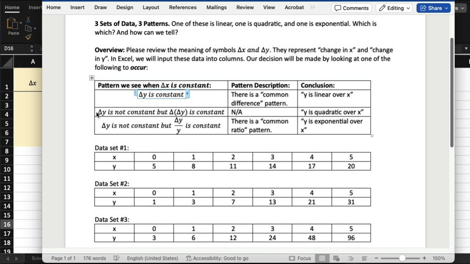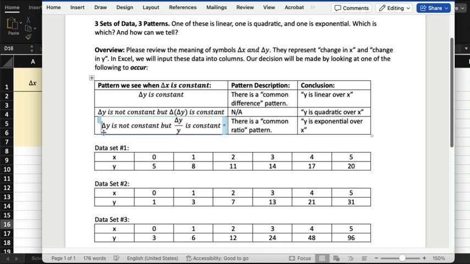The second possibility that you see in this table here: if delta y is not constant, but the second delta y is constant. So we've seen that in a previous video. There's no actual description of that pattern, but we can say then that our conclusion is that y is quadratic over x. So if you were to graph the curve, it would be a quadratic curve, and you could actually use Excel to find the equation of that quadratic function as well.